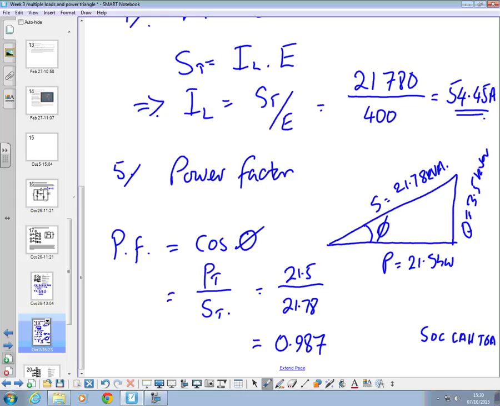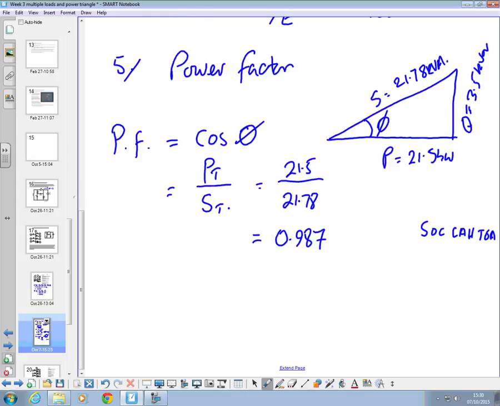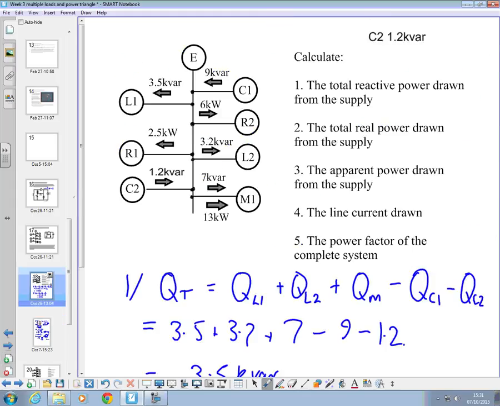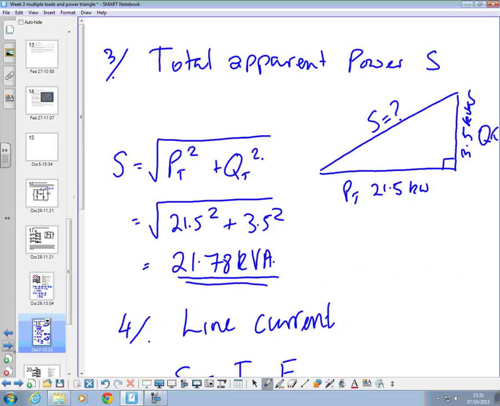Okay. Pretty good power factor, that is. Not many systems will come up with a power factor that close to unity. Is that all I asked for in the first place? Yeah, power factor, line current, power factor. So that is how you could do multiple load systems.